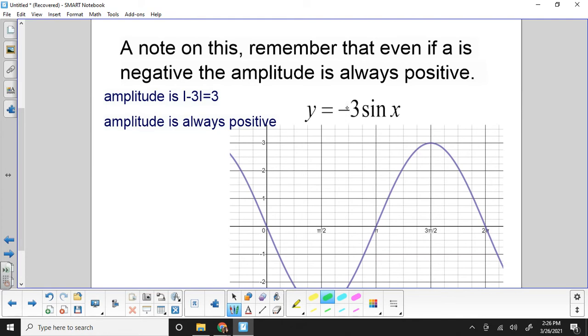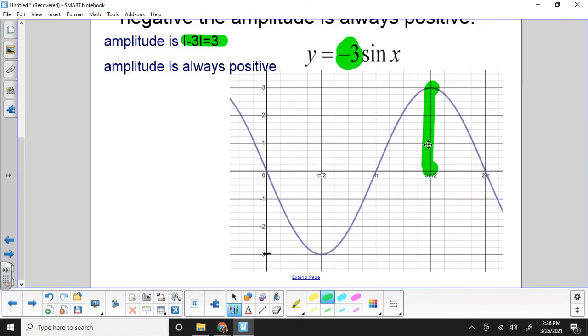In this case, -3 is the A value. When I take the absolute value of it, I find that the amplitude is 3. Notice that the amplitude of 3 would show up from center to top. So top to bottom is 3 units long. Notice that the actual total height from top to bottom is actually 6 units. That's why they define it as half the total height of your curve.